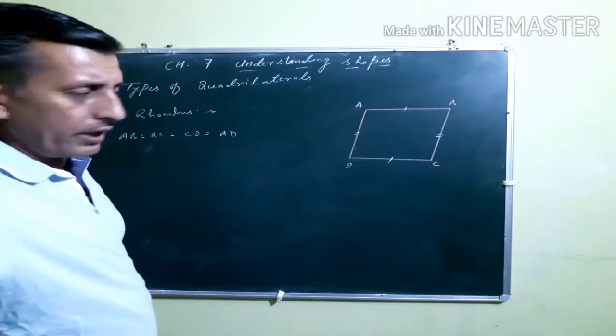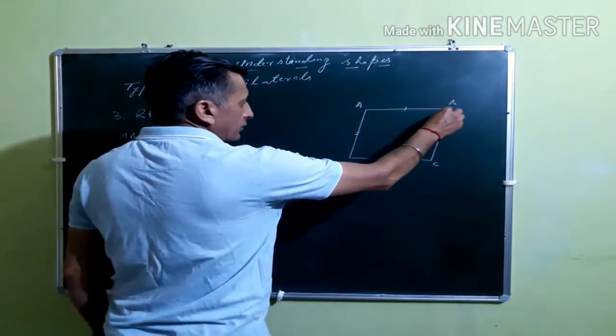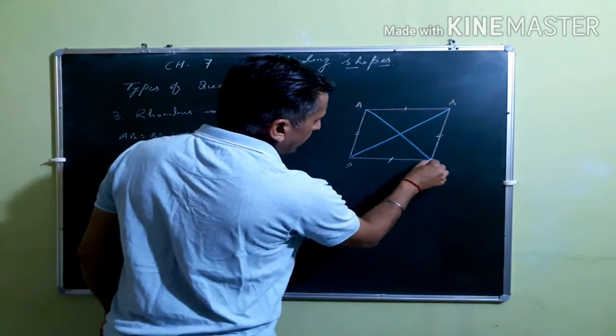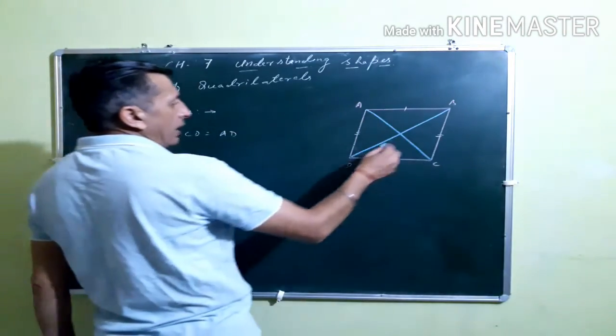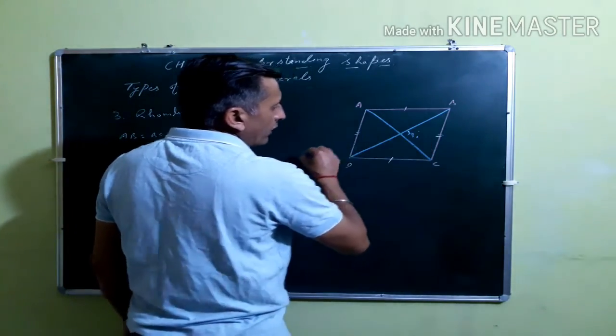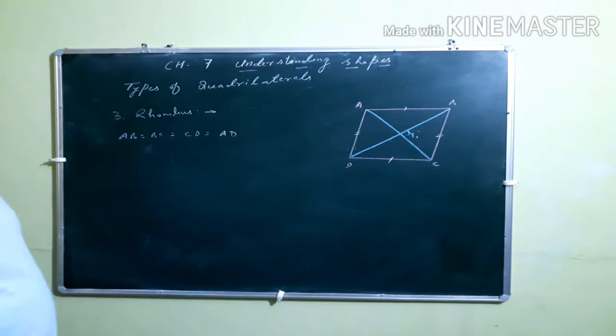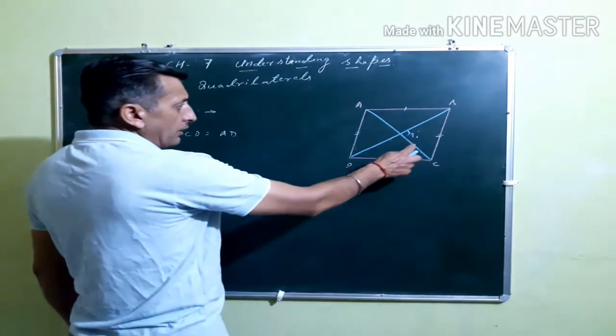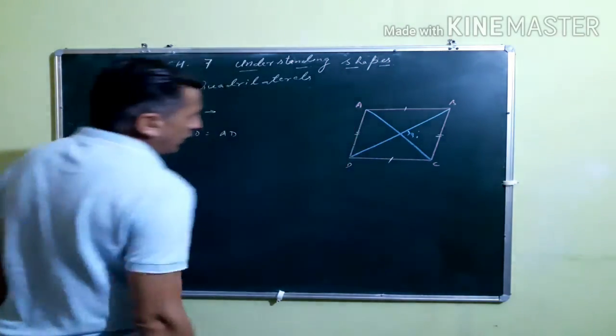And moreover, their diagonals. This is a diagonal. This is called the BD diagonal. This is your AC. The diagonals bisect each other and they make an angle of 90 degrees here. So when they bisect each other, they make an angle of 90 degrees. And a more important thing is that these diagonals bisect the angles also.